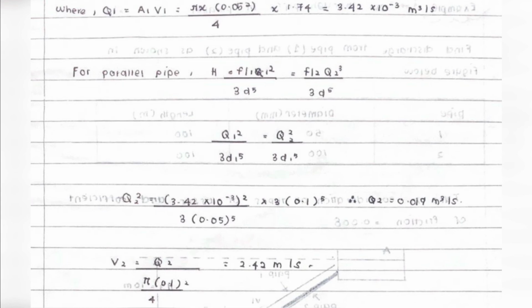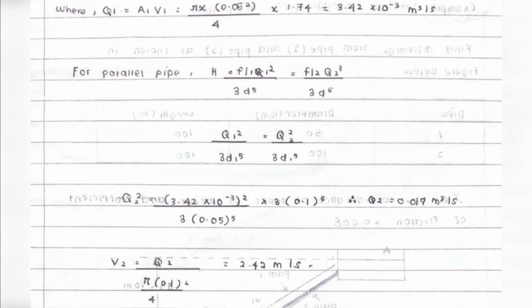Q1 equals A1 times V1 equals pi times 0.05 squared divided by 4 times 1.74 equals 3.42 times 10 to the power of negative 3 meter cube per second.